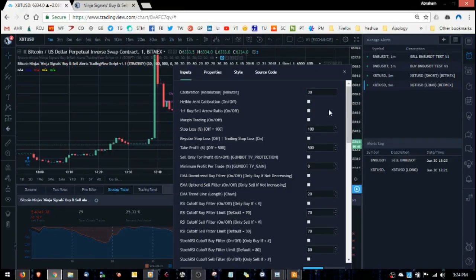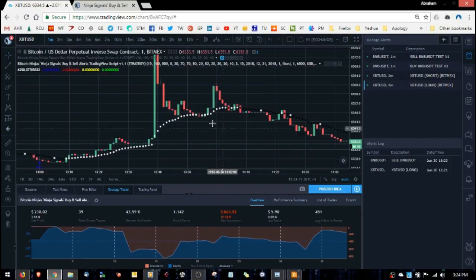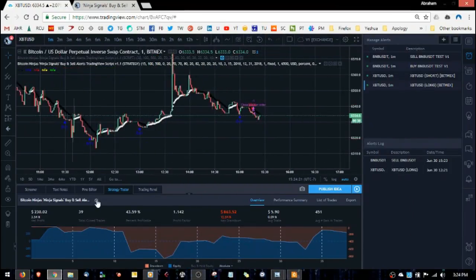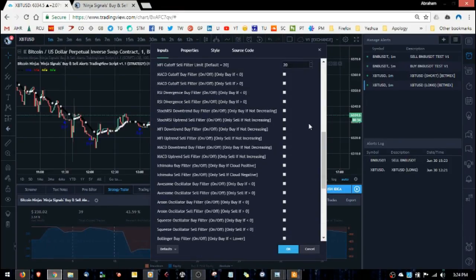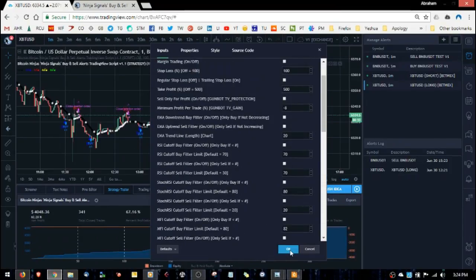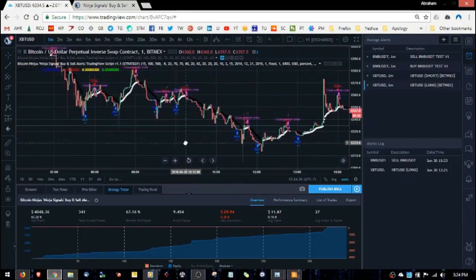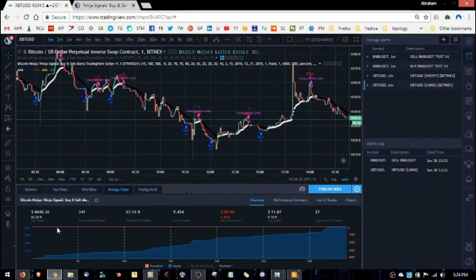Just going to try and get some profitable settings up here really quickly. Turn off the filters here, come on. Okay, there we go. You can see with Bitcoin now it's working successfully.